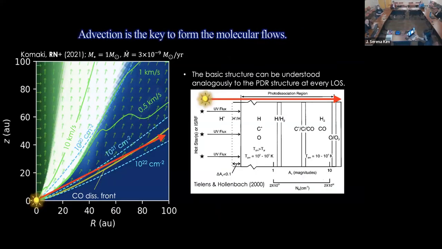And this is a further detailed view of the chemical structure of the wind. The basic structure is understood by the PDR structure along every single line of sight. What is the velocity for those? Very low though, right? Yeah, very low. This is subsonic, as will be explained later. Anyhow, at lower column density regions, hydrogen is photoionized, and the H2 dissociation front is present at a deeper layer, and the CO dissociation front at a further deeper layer.